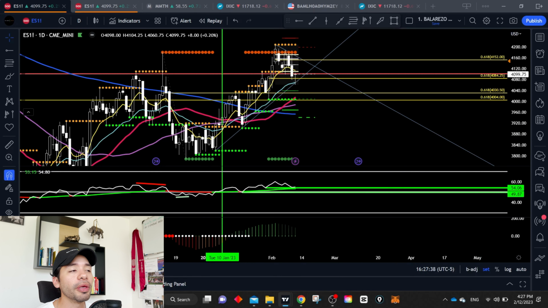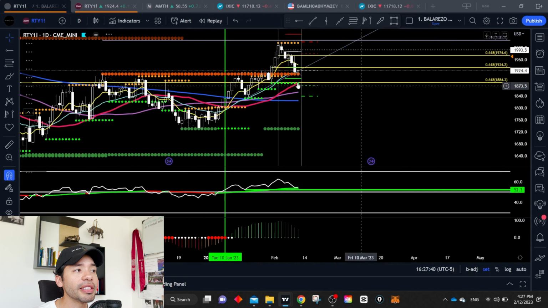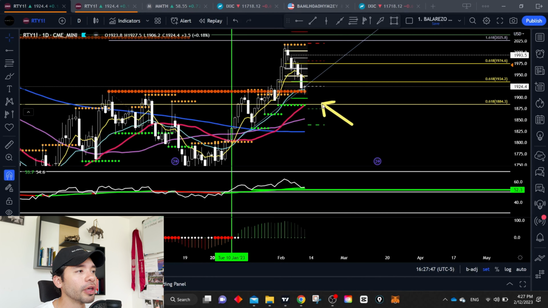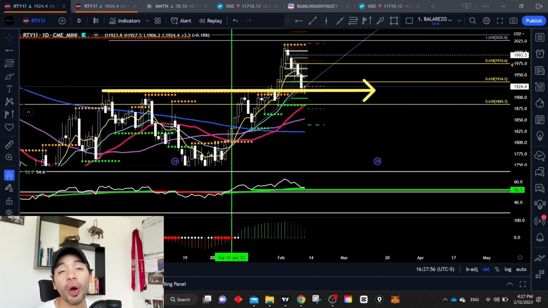So the first name is going to be RTY. This is basically the IWM futures contract, and we were talking about this. This was coming right into support, right at that rising 21 exponential, also this rising trend line, and of course this breakout level. So the probability of a bounce in the RTY is actually pretty big.